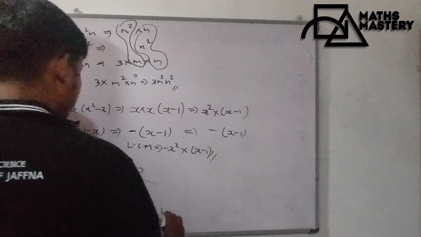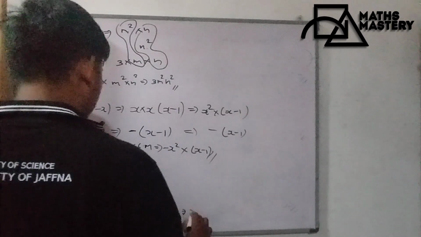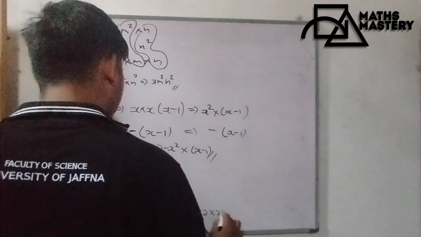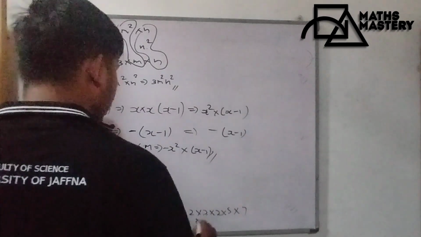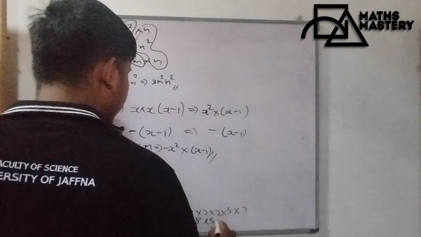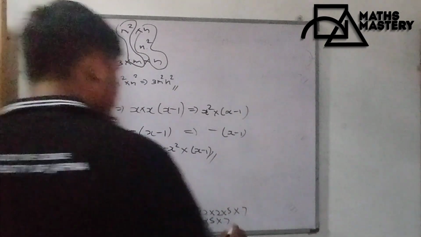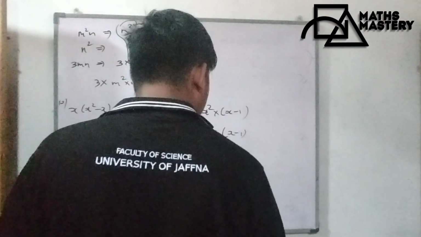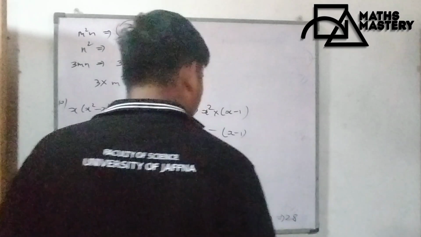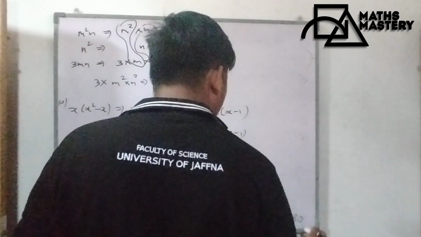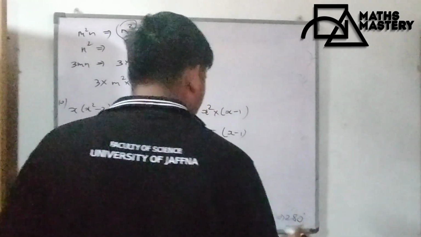So the LCM is 2 times 2 times 2 times 5 times 7. 2 times 2 is 4, 4 times 2 is 8. So 8 times 5 times 7. 8 times 5 is 40. 40 times 7. What is 4 times 7? 4 times 7 is 28. And there's another 0 here. So the LCM is 280.